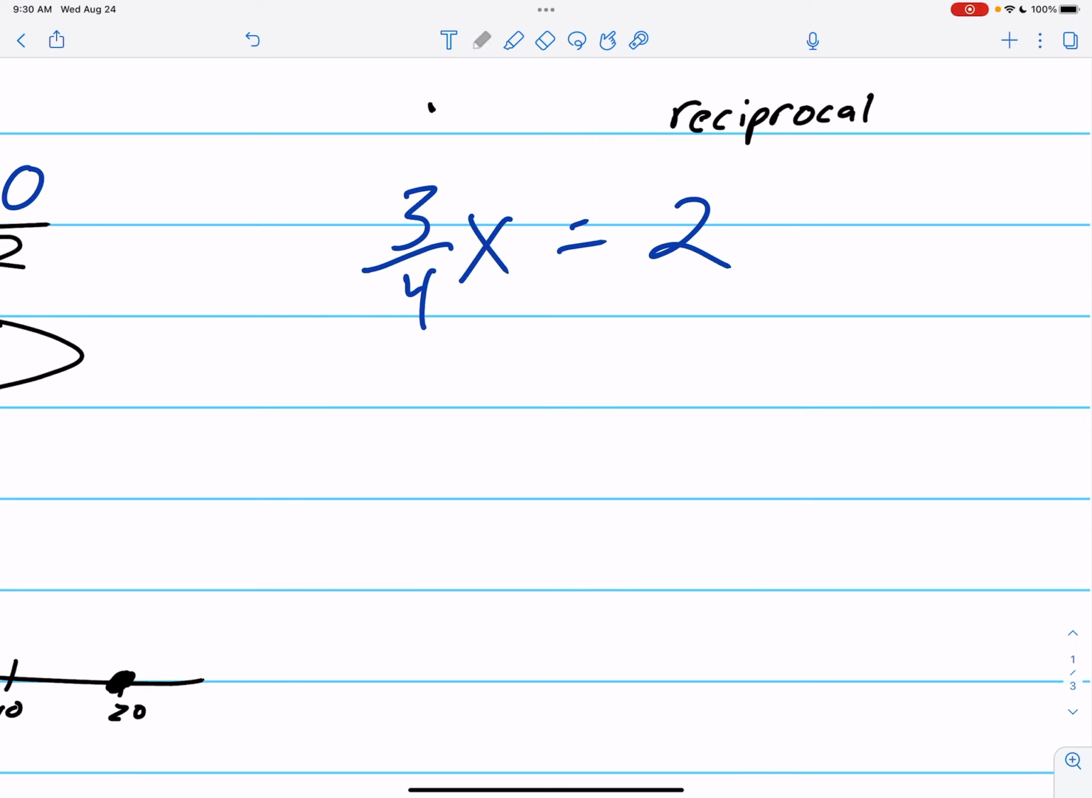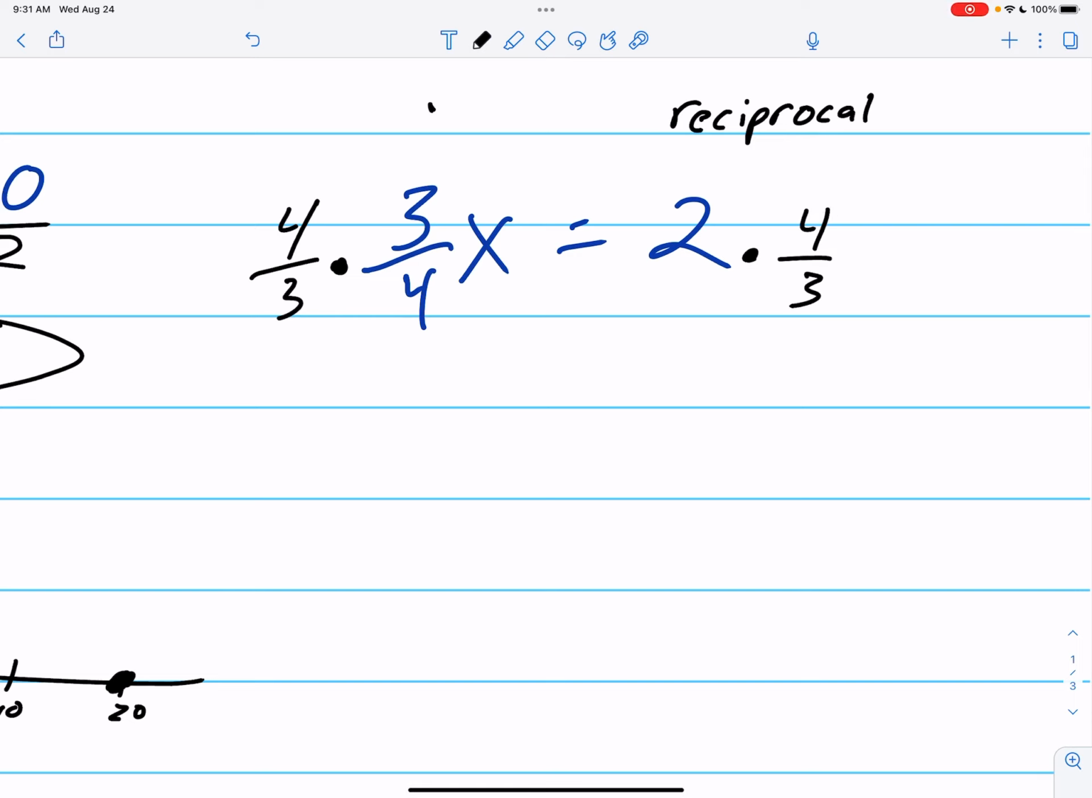Now, how does this help us? Remember, my goal is to have x by itself equal to a number. But remember, just x by itself has a coefficient of 1. So I want to turn this into a 1 somehow. Well, I know how to do that the easy way, and that's multiplying by the reciprocal of it. So I can multiply by 4 over 3 on both sides.